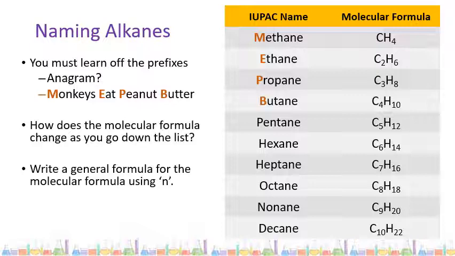What I'd like you to do now is have a look down the molecular formula list. How does it change? So here I've got 1 carbon and I've got 4 hydrogens.